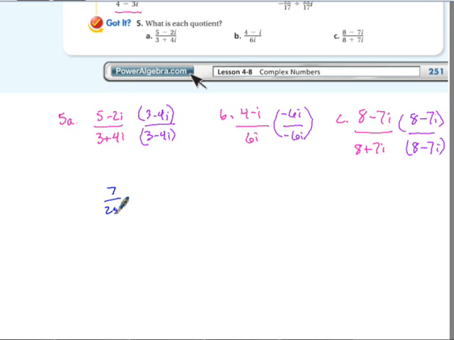5A: 7/25 minus 26/25 i. Part B: negative 1/6 minus 2/3 i. That is a god awful one. And then part C, this one's kind of 15/113 minus 112/113 i. If you didn't get those, try them again. If not, I'm happy to take questions on those in class.